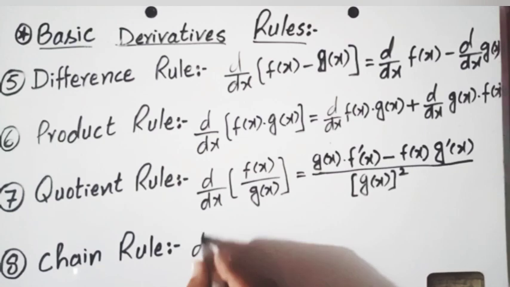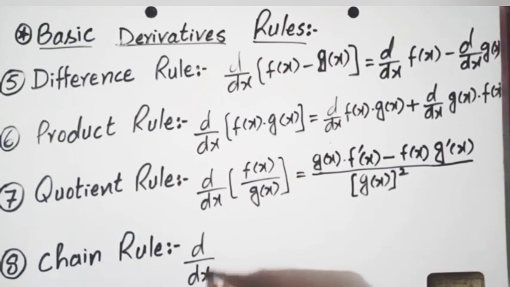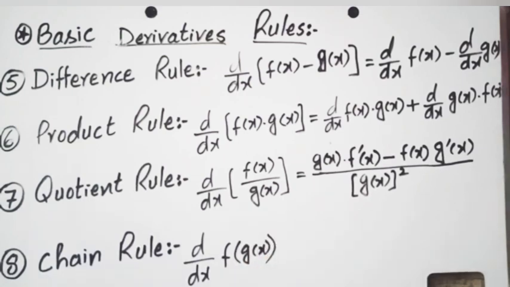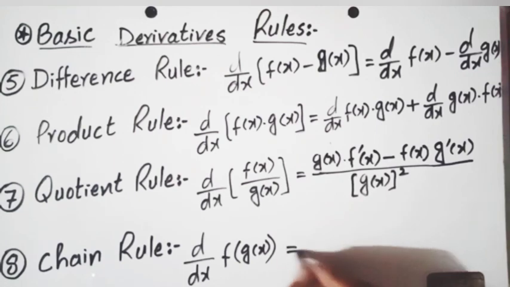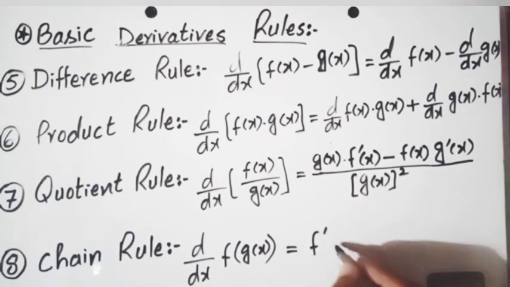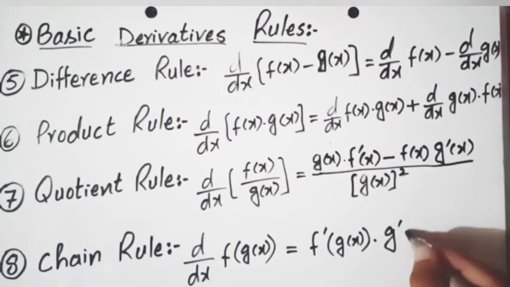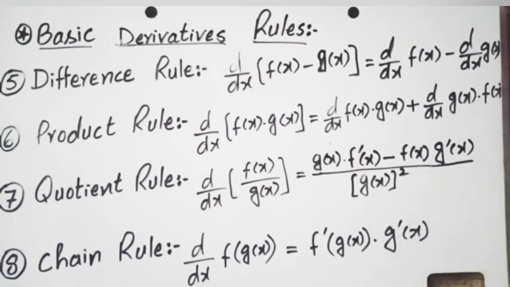The chain rule is for composite functions. A composite function means when there is a function f of g of x. This is a composite function, you know. So we take the derivative of the outer function, and then we take the derivative of the inner function, which is g of x. This is called the chain rule of derivatives. So students, these were the basic derivative rules which we are going to use.